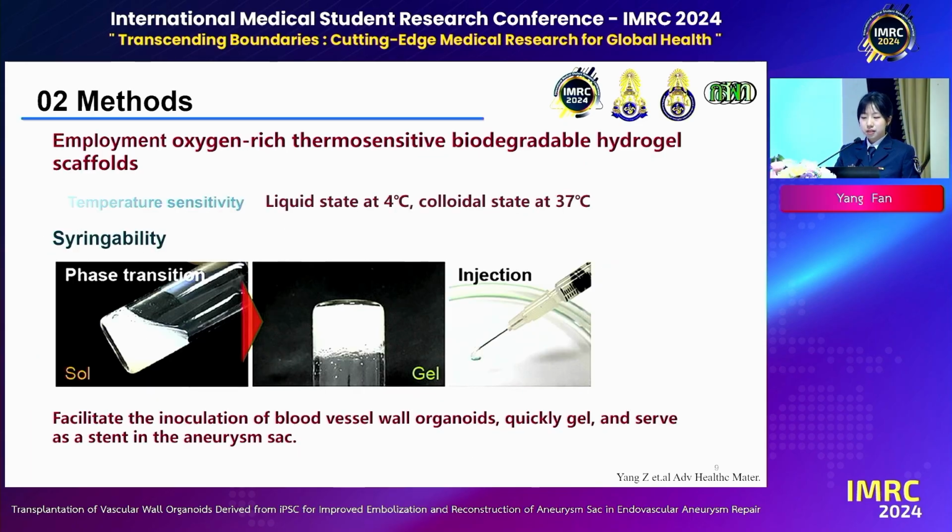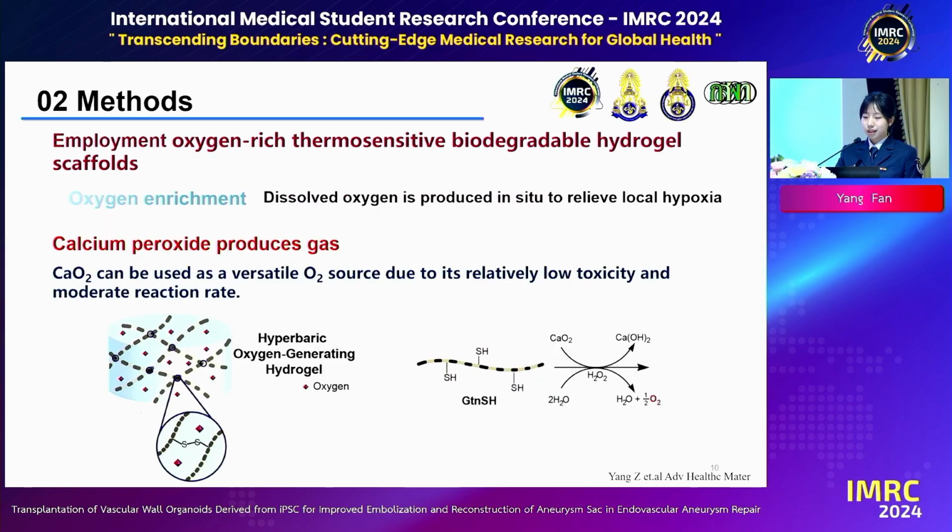We employed an oxygen-rich thermal-sensitive biodegradable hydrogel scaffold. Its temperature sensitivity is mainly reflected in the liquid state at 4 degrees centigrade and a colloidal state at 37 degrees centigrade, which is convenient for our injection and gel formation of the VWO. Its oxygen-rich property is reflected in its ability to generate dissolved oxygen in situ and relieve local hypoxia. According to the relevant research, we selected calcium peroxide-based hydrogel.